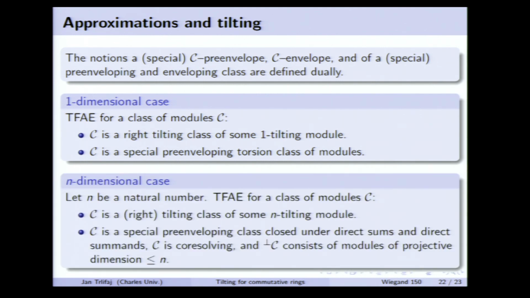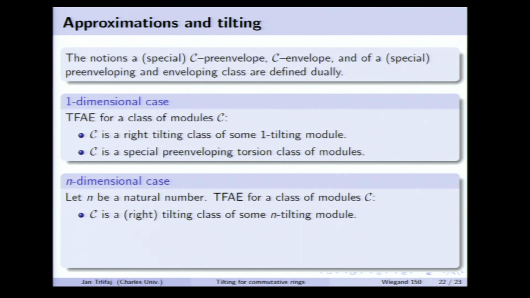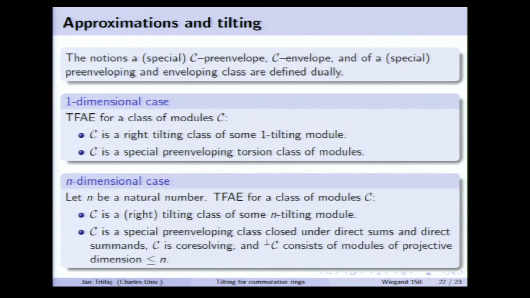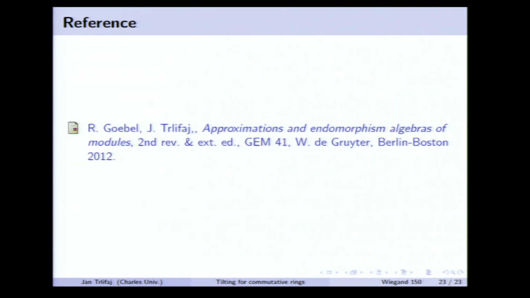There's a version in the n-dimensional case which is not that nice, which says that the n-tilting classes are again special pre-enveloping, but this is not enough. They are also closed under direct sums, direct summands, co-resolving, and the left perp of those classes has projective dimension at most n, if we are dealing with an n-tilting class.